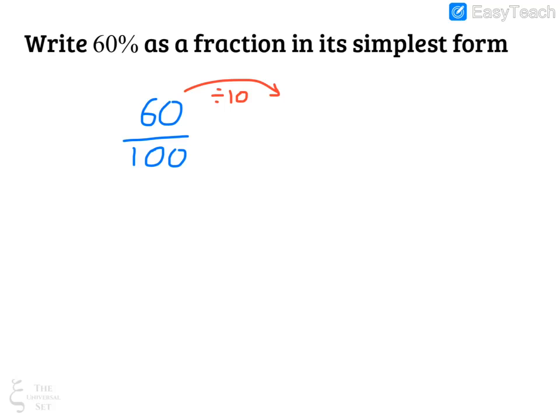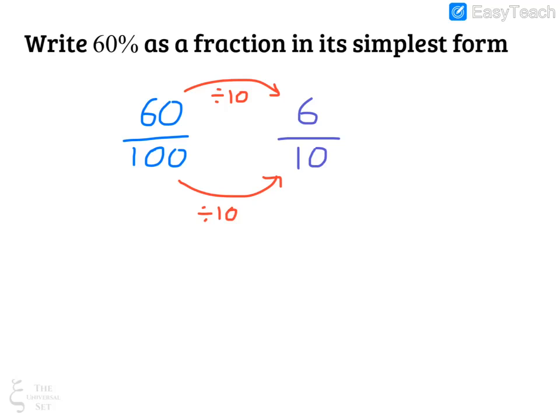Divide by 10 on the top. We can divide by 10 on the bottom as well. And what do we get then? 60 divided by 10, well, that's 6. 100 divided by 10, well, that's going to be 10.